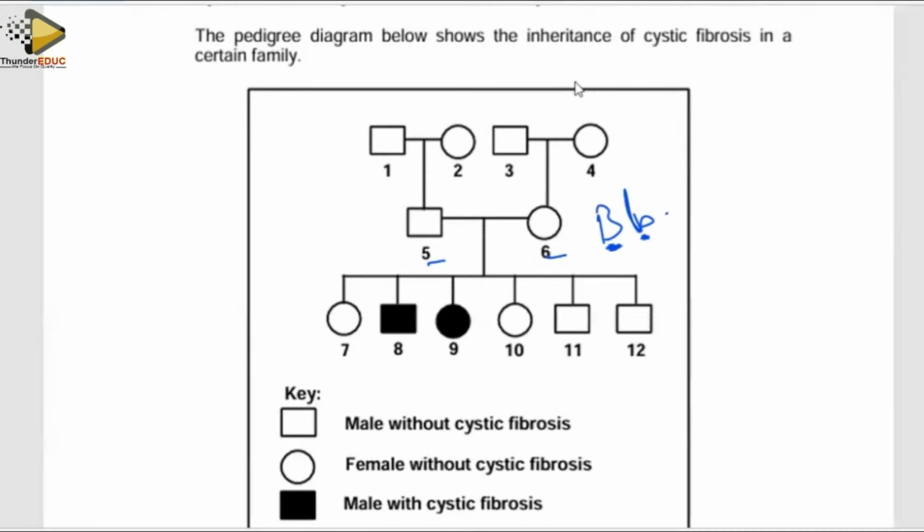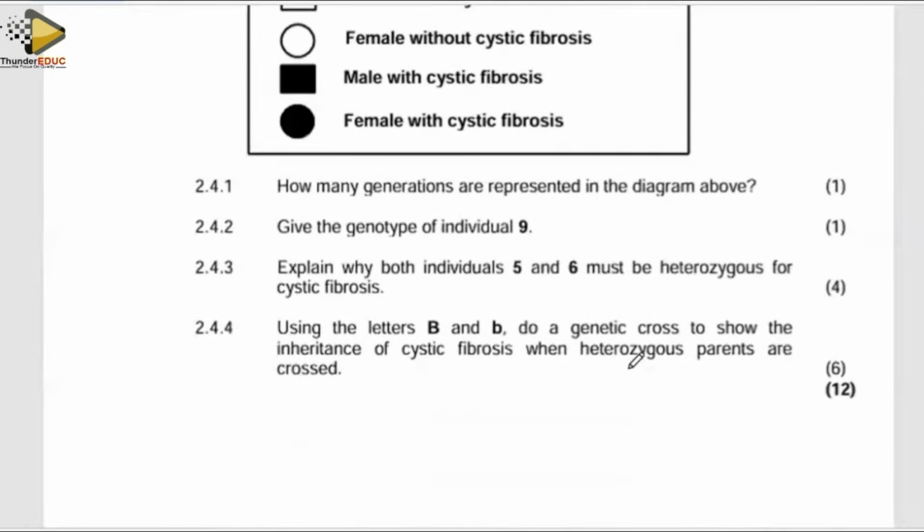And their kids, 8 and 9, have cystic fibrosis, which means that they are homozygous recessive. They inherited one recessive allele from each parent, meaning one from this parent and one from that parent. Hence, they had to be with that condition.